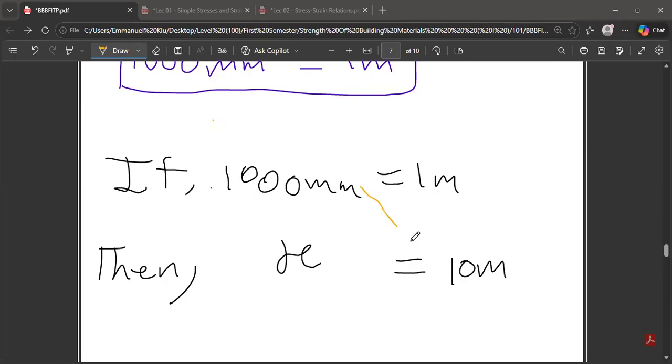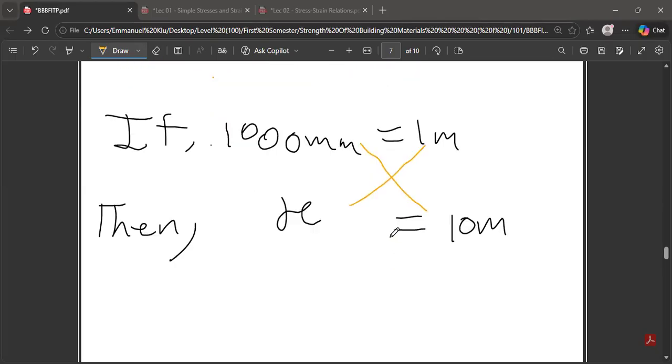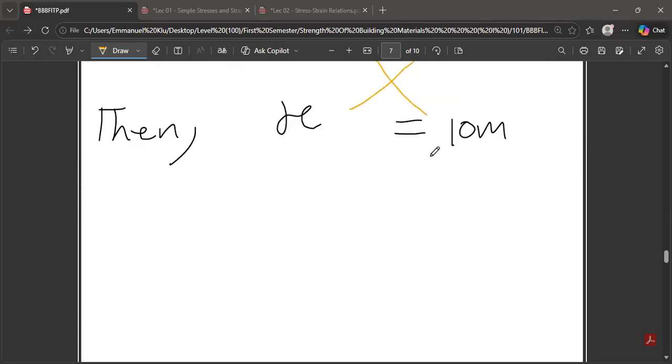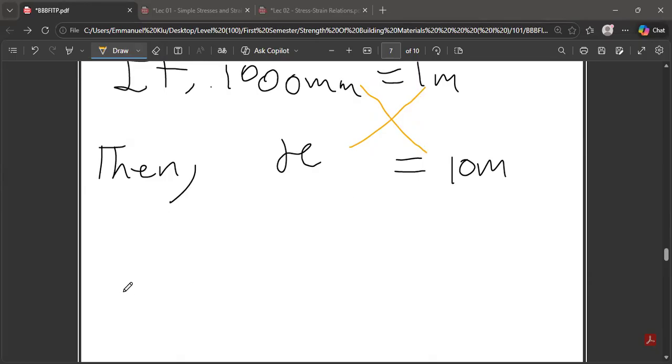Good. So you do cross multiplication over here, and at the end you realize that 1,000 millimeters is going to multiply 10 meters, and x is going to multiply 1 meter. So at the end of the day, we are going to say x times 1 meter is equal to 10 exponent 3 millimeters times 10 meters.